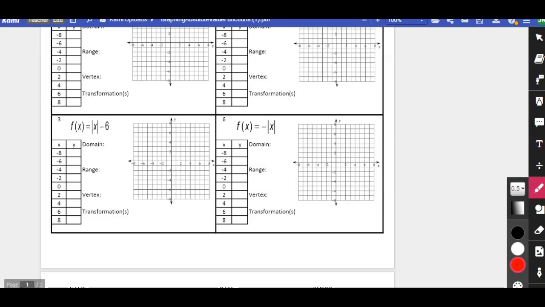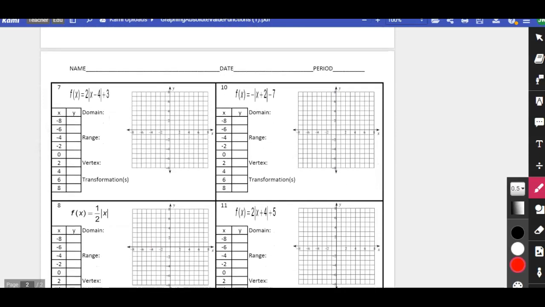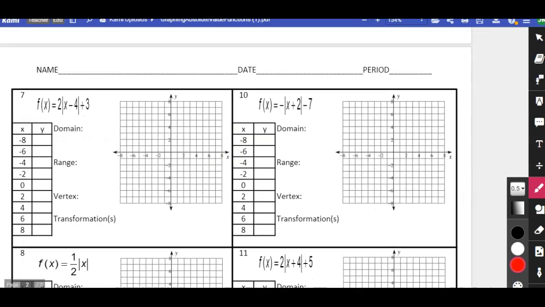So I'm going to give you some hints on today's worksheet. I'm going to jump to the second page because it's tougher. I'll do numbers 7 and 10 for you right at the top. Let's use Desmos to help you out.